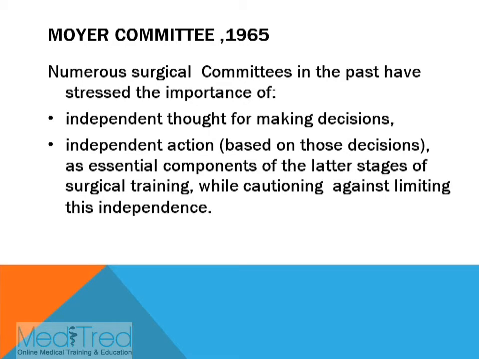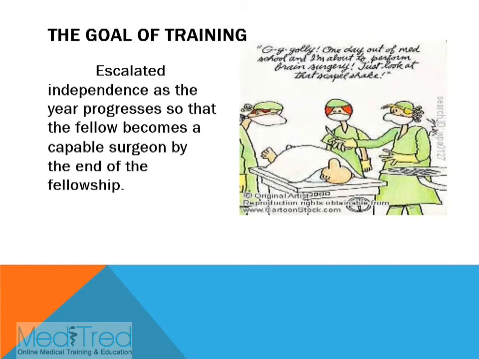In the 1960s and 70s, when the Medicare system came into existence and a whole bunch of the middle class and lower middle class population gained insurance, the question became more relevant as to who should operate on whom, and how the training of the future surgeons should take place. The Meyer Committee in 1965 came to the conclusion, based on numerous meetings, that independent thought for making decisions and independent action based on those decisions are essential components of the later stages of surgical training, while cautioning against limiting this independence. And so there's a lot of stress placed on independent thought process and independent actions in surgical training programs, right through the history of surgical training.